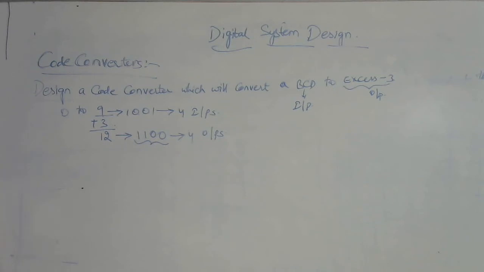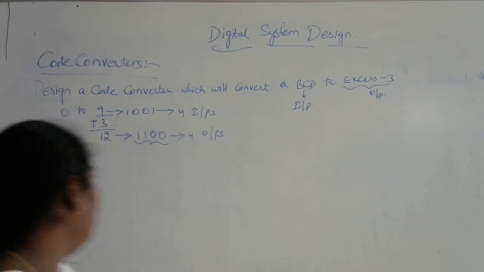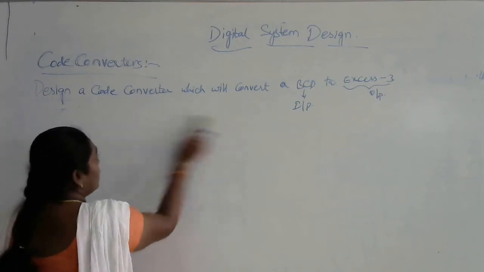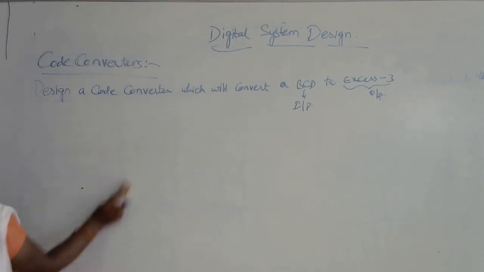So from the problem statement, first identify which type of code is at the input and which type of code is at the output. Then find how many inputs and how many outputs are required. Here in this example, we require 4 inputs and 4 outputs. Then the next step is to write down the names or variables for those inputs and outputs. Then write down the truth table for it.